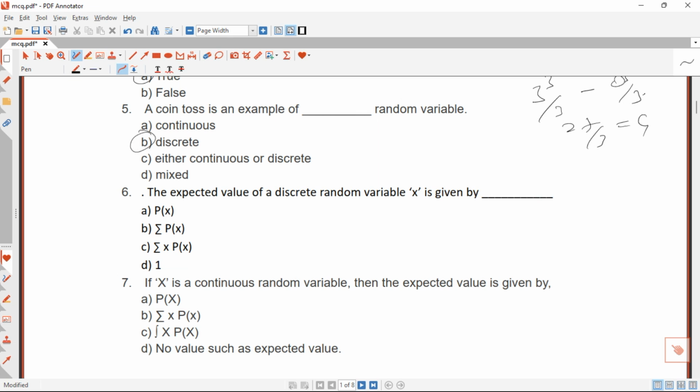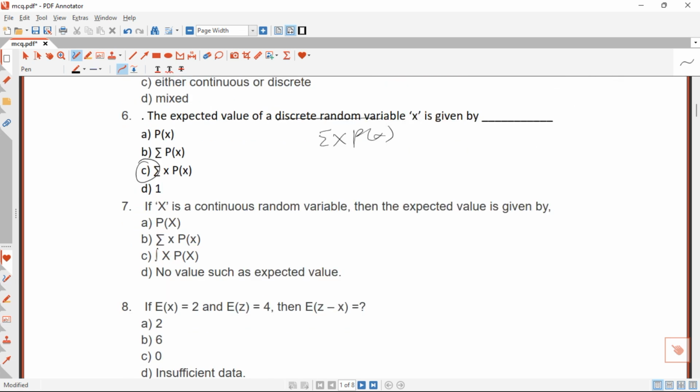Question 6 said the expected value of a discrete random variable x is given by. You see, this is a discrete case. So when it is a discrete case, it's just the summation of the random variable x times the probability of that random variable, and the answer is C. So you are just going to take the summation of x times the probability.